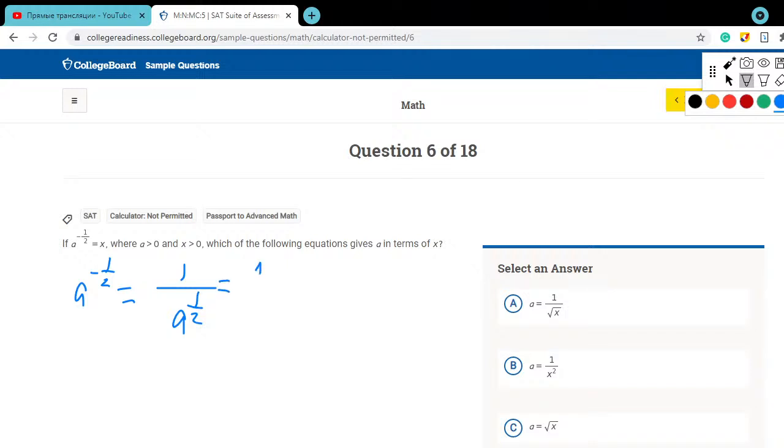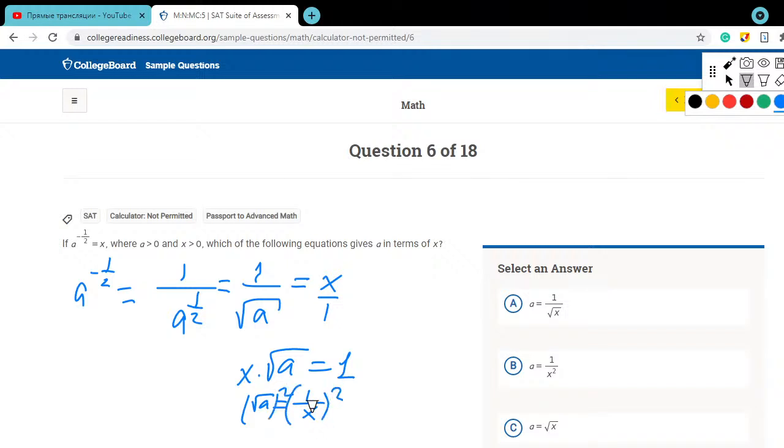And this equals 1 divided by a to the power of 1 over 2, which means the square root of a. So x multiplied by the square root of a equals 1, so the square root of a equals 1 over x. We square each side, and we get a equals 1 over x squared.